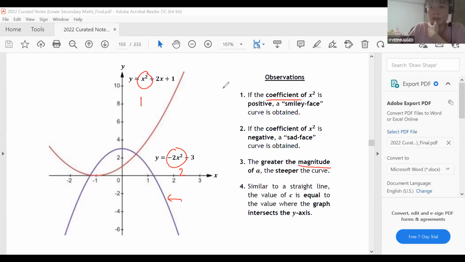And this 2 is the important one, and this one is just FYI, right? And this one also is important. So the value of C is equal to the y-intercept, which is where the graph cuts the y-axis. So you can see this graph cuts at 1. This one is 3. This graph cuts at 3. So this point 1, point 2, point 4 is the important one.